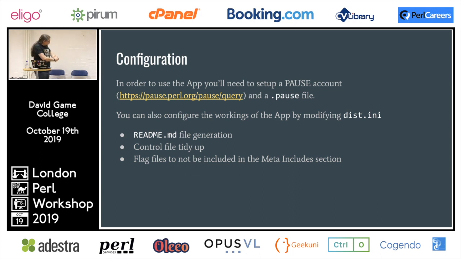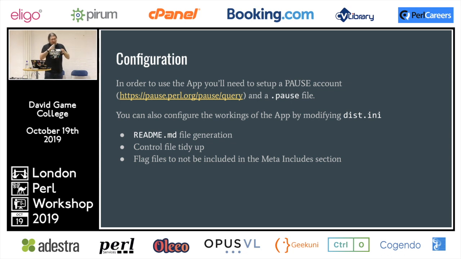Sorry about that. There is also a file called dist.ini, which allows you to modify how the tool does things. The main things it lets you do is change where the README file gets its pod from and whether or not the README file should be generated from pod. If you want to just control it by yourself, you can. Or if you want to have a separate pod file for your documentation so it's not in the core file, you can do that.